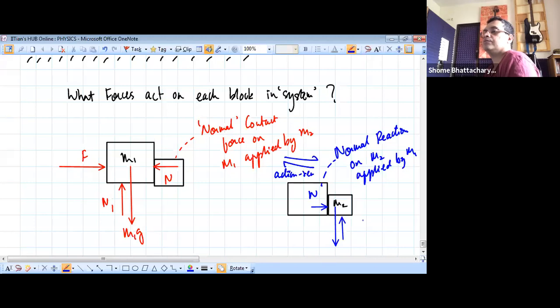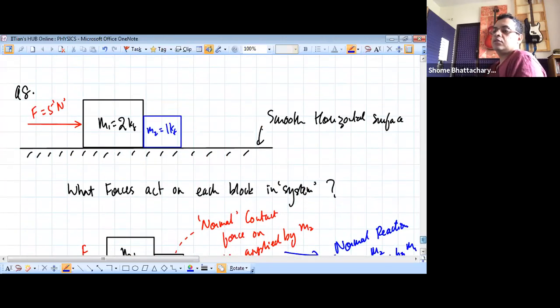Okay. And of course, weight and normal reaction applied by the ground. Okay. And this whole system has some acceleration in it.